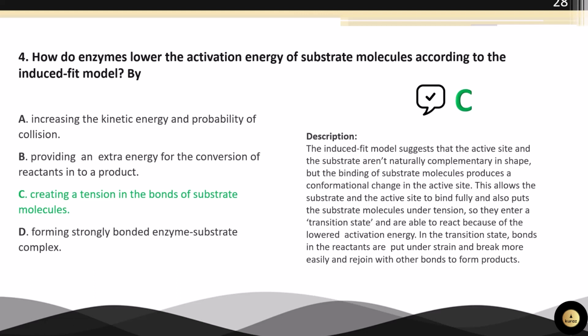In the transition state, bonds in the reactants are put under strain and break more easily and rejoin with other bonds to form products.